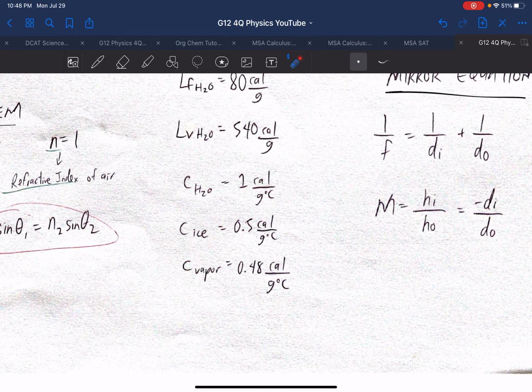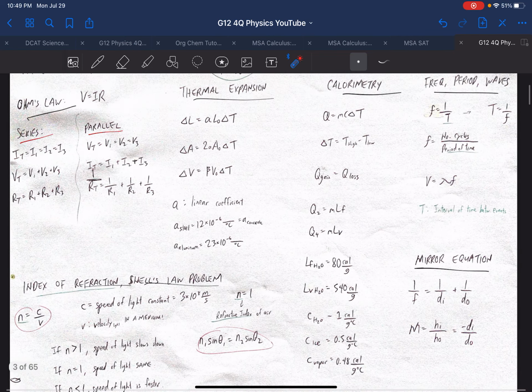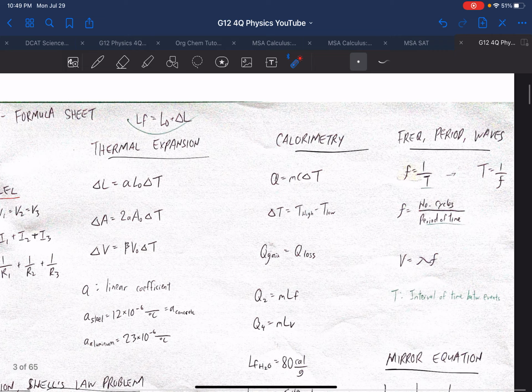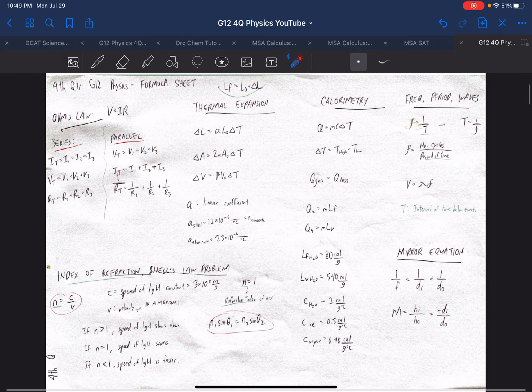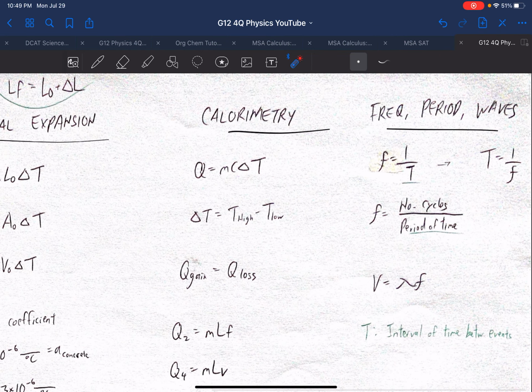What's the specific heat of water? It's 1 calorie per gram Celsius. For ice, it's 0.5, and for vapor, you can already say that it's also 0.5, but to be more specific, it's actually 0.48. Okay, we'll be using all of these formulas later in one single problem.